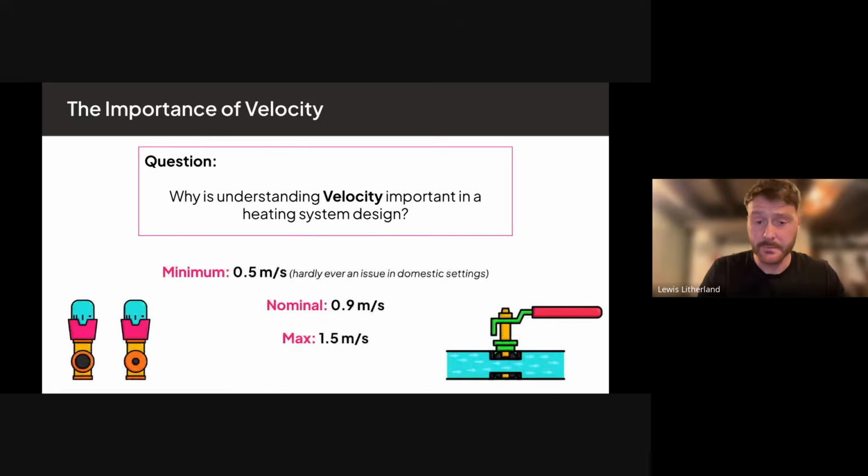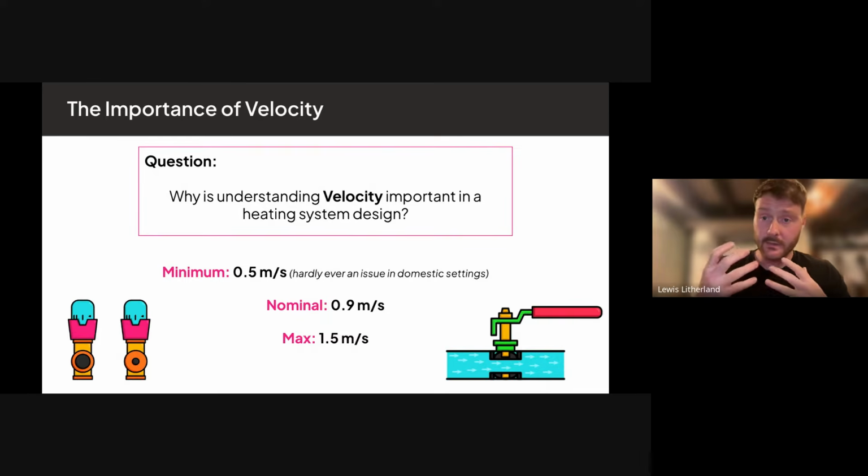So again, there's a couple of numbers here thrown on the screen for you. So, we've got the max there down at the bottom, as Alex rightly said, the guidance is 1.5 meters per second. And again, it is only guidance. If you do go a little bit above that for a short period, you're probably going to be fine. But again, it's just for guidance purposes, 1.5 meters per second, we're indicating as the maximum for there. The nominal or the perfect would be 0.9 meters per second.